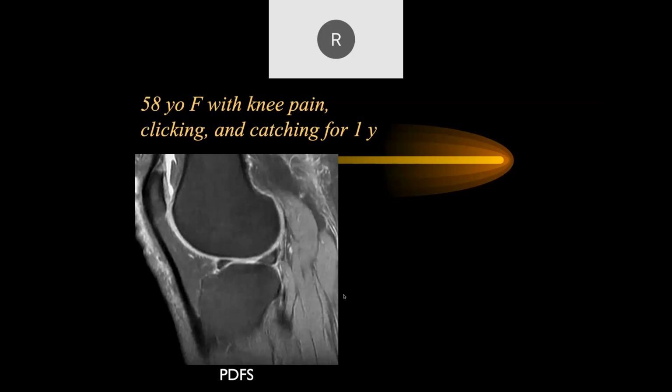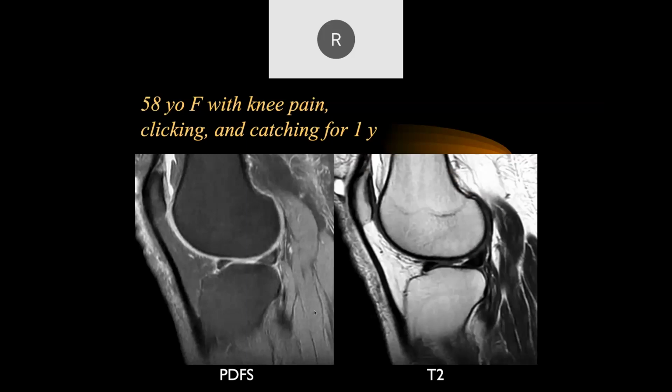We have a 58-year-old with knee pain, clicking and catching for 1 year. Let's see. I mean, there's maybe some grade 2 signal in the posterior horn of the medial meniscus, but looking at the cartilage, there you go. That's better. There's a small near full thickness defect in the posterior weight-bearing surface of the lateral femoral condyle.